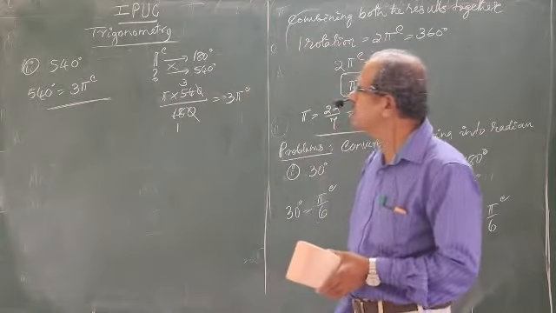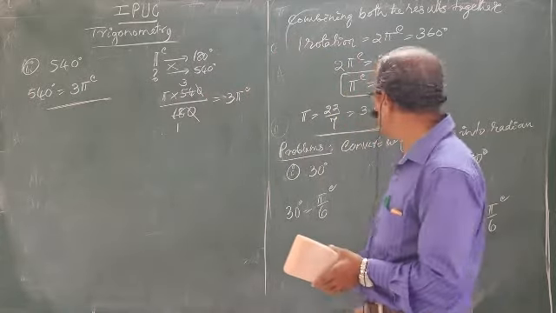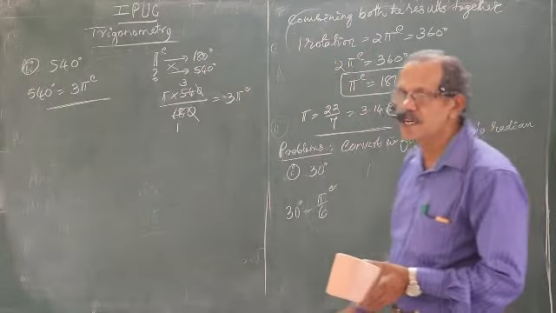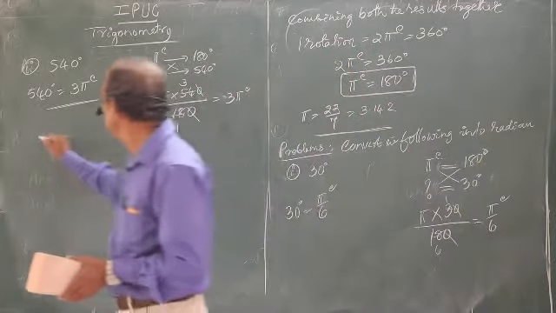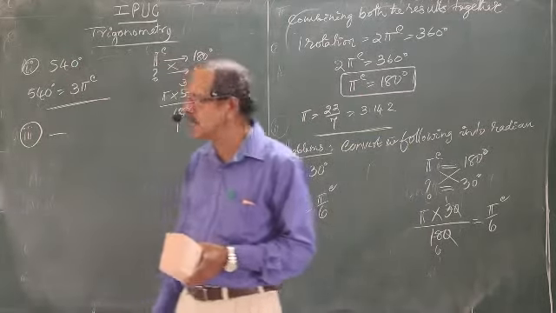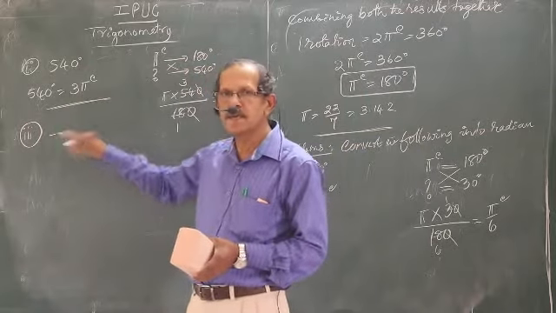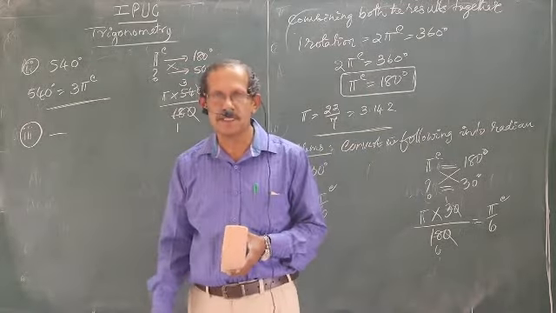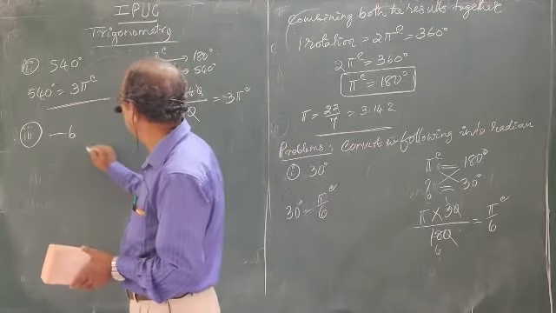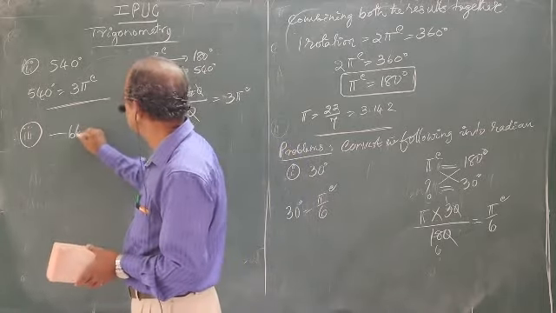Any number of problems you can work out, just converting the given angle in degree into radian. Minus angle, yes, we already know that. Negative angle means your rotation is clockwise. Minus of 66 degree.